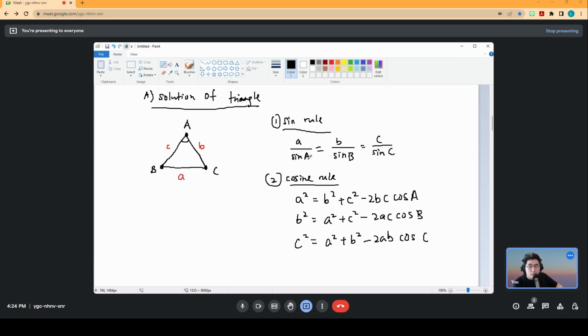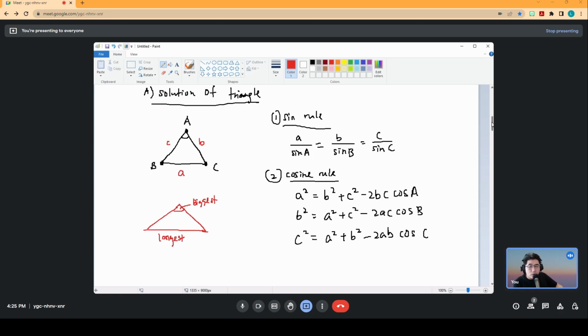One important characteristic that students need to know is, let's say I have a triangle, the longest side will definitely correspond to the biggest angle. This is something common knowledge that students need to know.